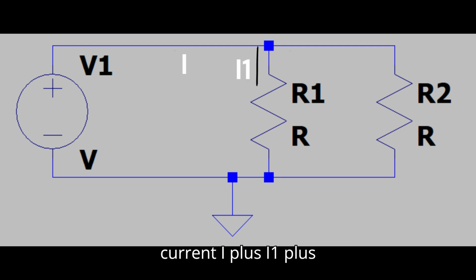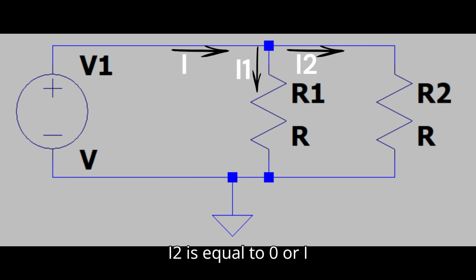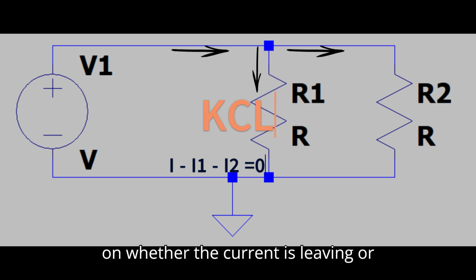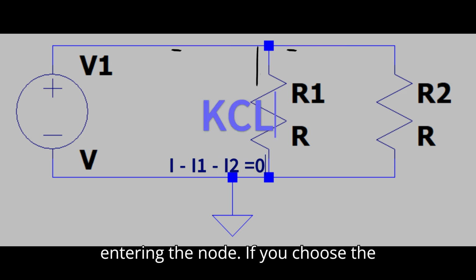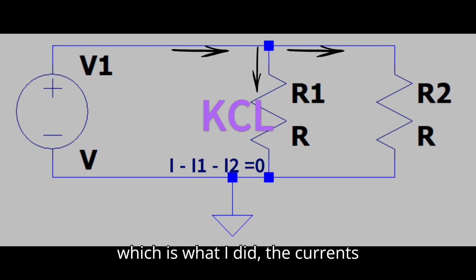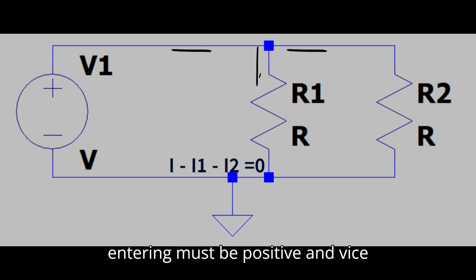KCL says that the total current I plus I1 plus I2 is equal to 0, or I minus I1 minus I2 equals 0. The sign of the currents is dependent on whether the current is leaving or entering the node. If you choose the currents leaving the node to be negative, which is what I did, the currents entering must be positive and vice versa.